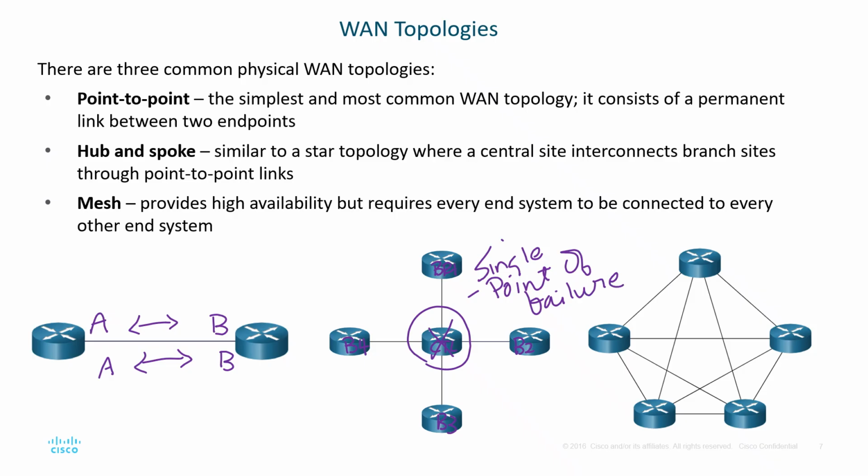So in that case, we could do something like this, a mesh topology. A mesh provides high availability but requires every end system to be connected to every other end system. You might see something like this in the backbone of your network. Okay, so that if anything goes down, you have a redundant path ready to come up. Okay, so everyone is connected to every other device. So if any one of those connections go down, there is another way to get there. So redundant paths.